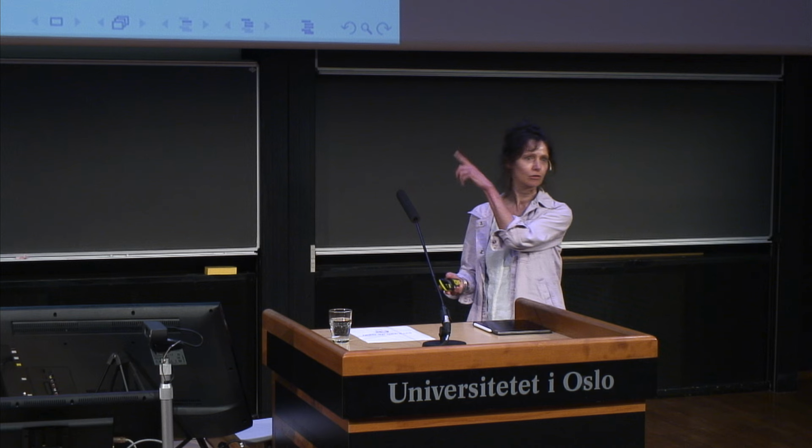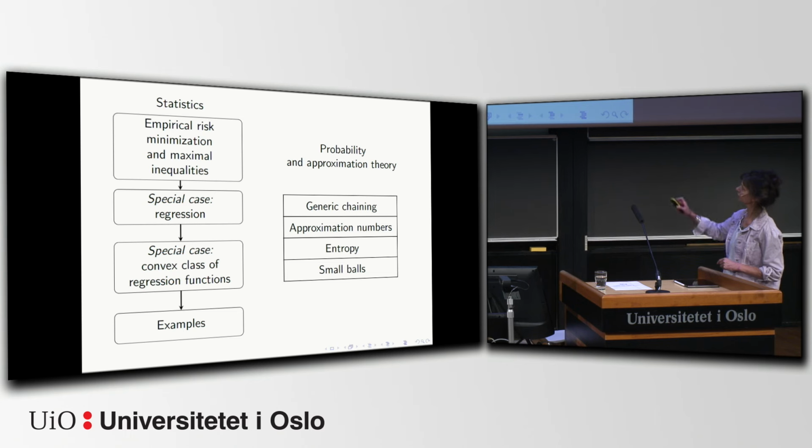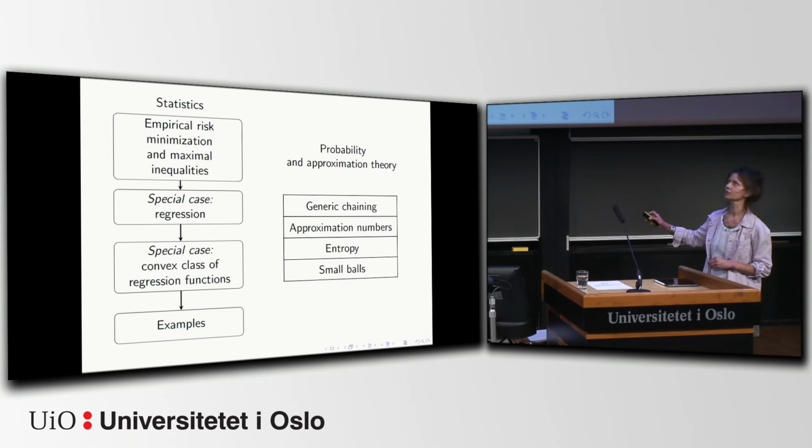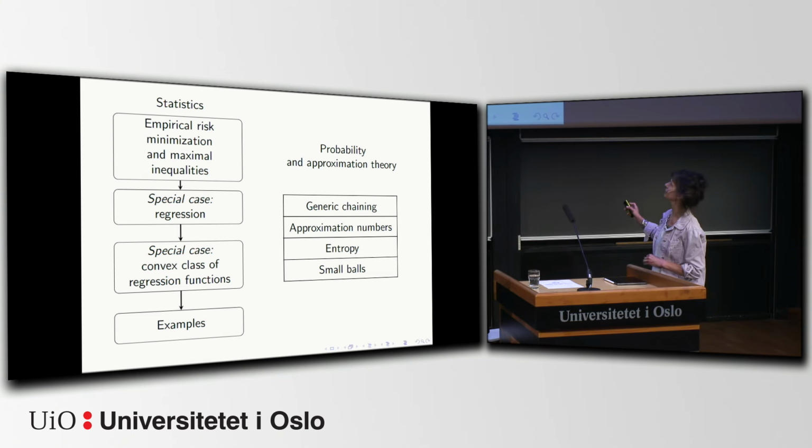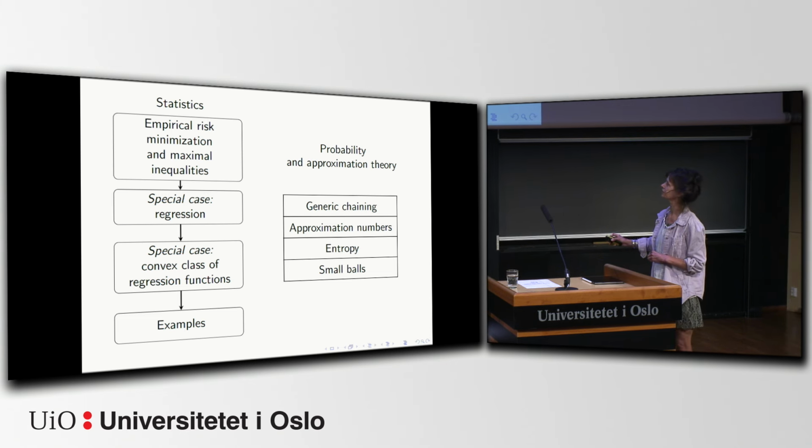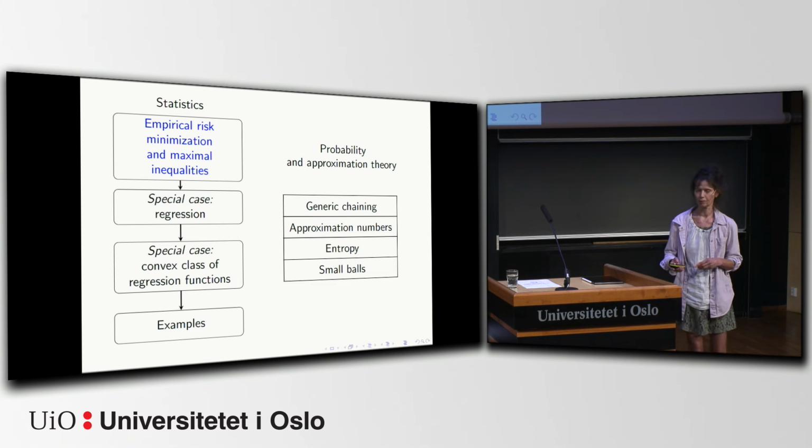So I made this kind of flow diagram, and on the left-hand side you see statistics, and on the right-hand side you see probability and approximation theory. I'll just go through this flow and jump to this part from time to time, because I need the tools there, and it goes like this. If I give it a different color, we're going to start with that part. So we start with empirical risk minimization and maximal inequalities, and then we go on. So you will know all the time where we are.